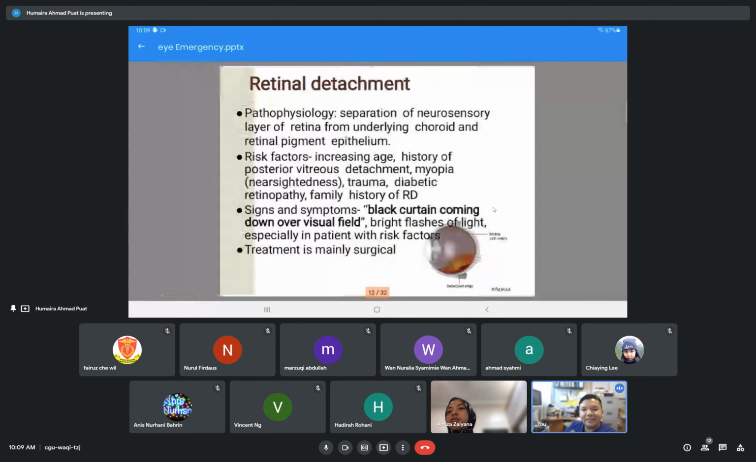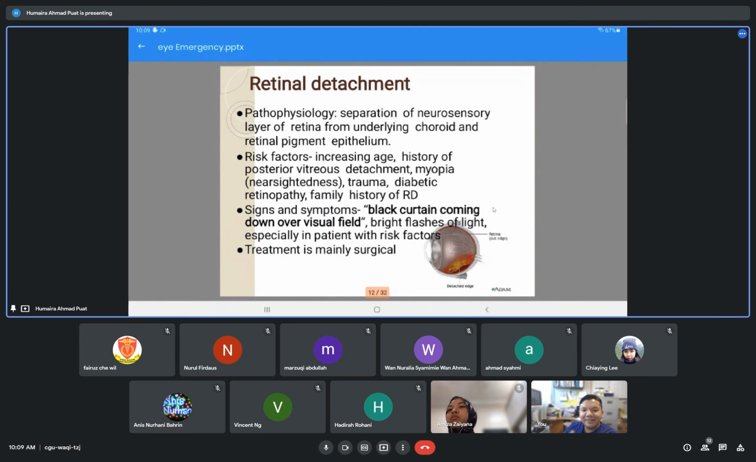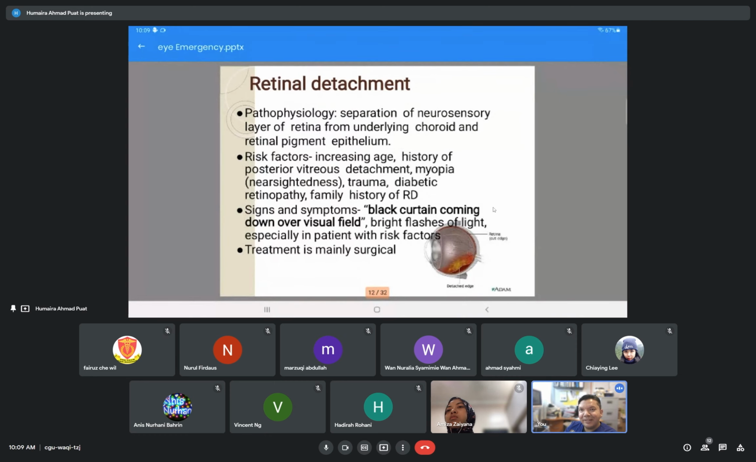So if our patient is suspected of retinal detachment in ED, how do we confirm retinal detachment in ED? How? What's the easiest way to confirm? It will take you less than 1 minute. History, examination. What you can do? What do you need to confirm RD? It will take you less than 1 minute, or maybe 30 seconds.